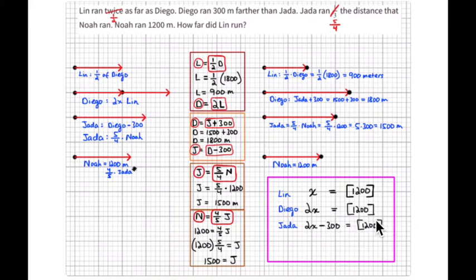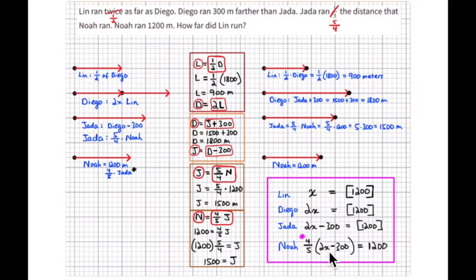So we don't know what that equals just yet. So again, I'm just going to put this 1,200 in brackets. And we know that Noah is 4/5 the length that Jada ran. So notice this is the multiplicative inverse. It says in the problem that Jada is 5/4 of Noah's run. So that means that Noah is 4/5 of Jada's run. So we know that Noah's run, and Noah is also 1,200 meters. So we know that 4/5 of Jada's run is equal to Noah's run.